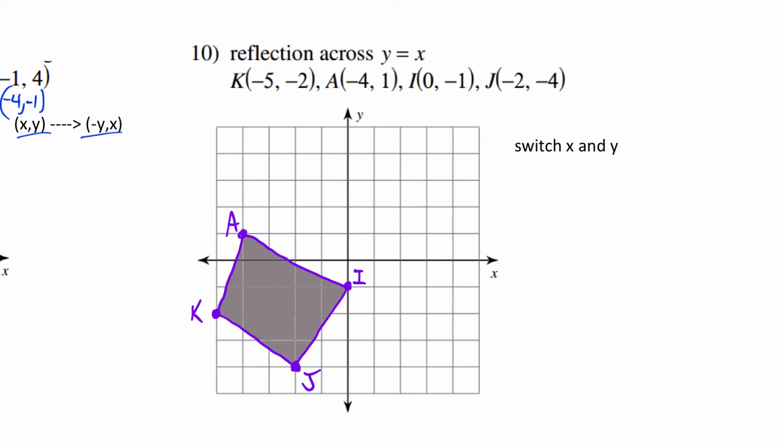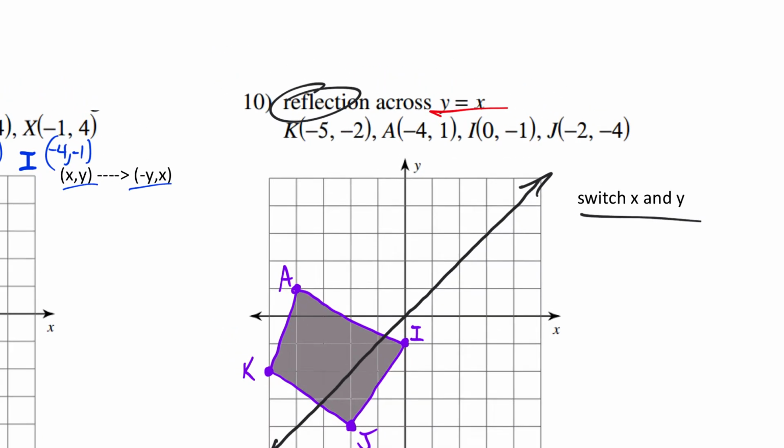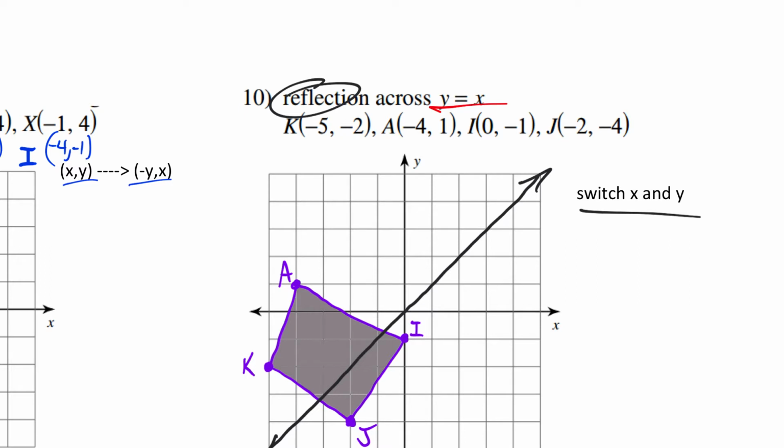All right, we're going to do a reflection across the y-axis, or not the y-axis, but the line y equals x on this one. Remember the line y equals x is this line right through here, like this. So we're doing a reflection across that. And remember, on this, the rule is you just switch the x and y. So on this one, this is just going to turn into -2, -5. We don't change the signs, we just switch them. This is going to be 1, -4. This is going to be -1, 0. And this is going to be -4, -2.